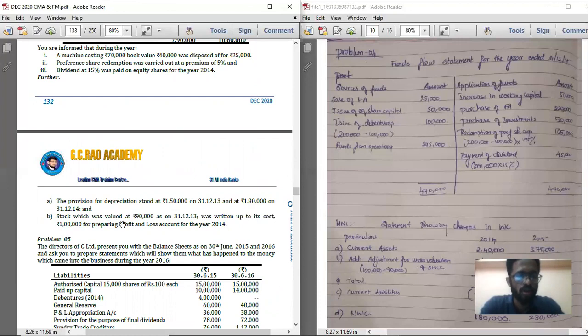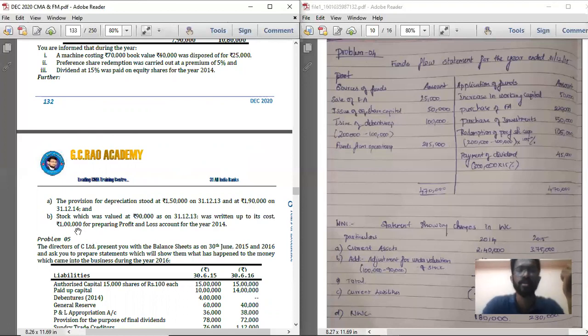So next is stock, which was valued at 90,000 as on closing date of the previous year, was restated to cost of 1 lakh for preparing the P&L account for the current year. So when you are increasing your stock value, that is, stock value last year is valued at 90,000.